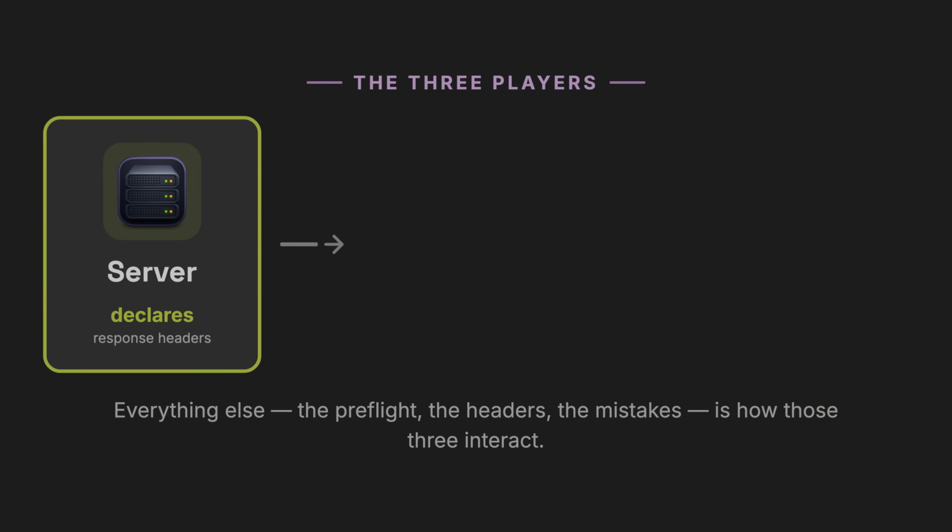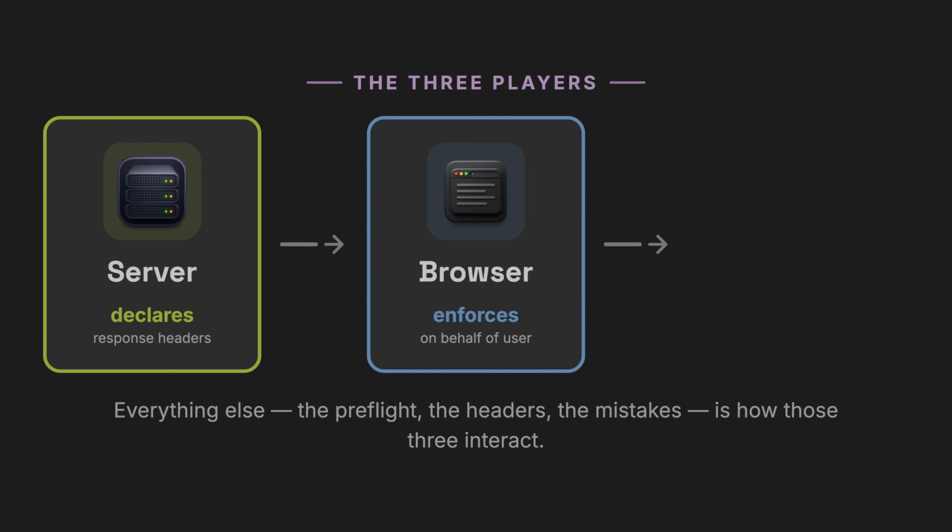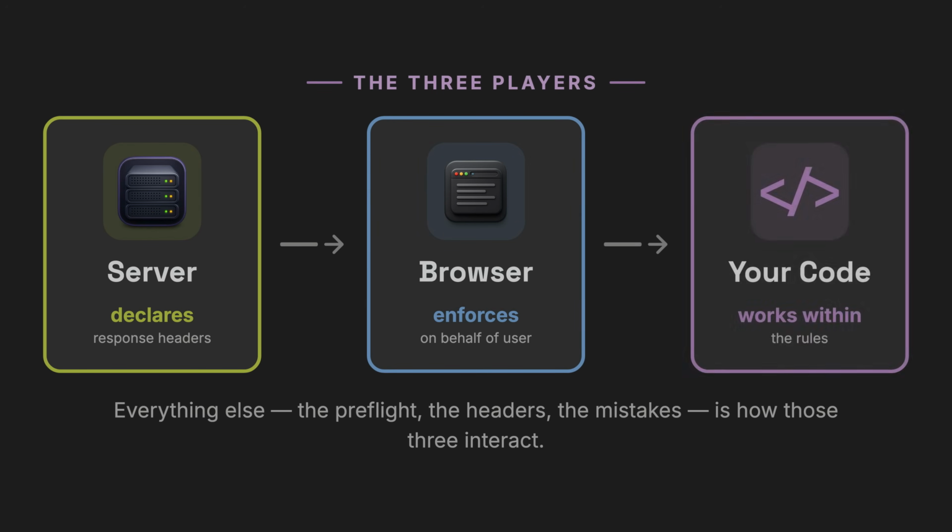The server declares what it allows through response headers. The browser enforces that on behalf of the user. Your code works within what those two agreed. Everything else, the preflight, the headers, the mistakes, is how those 3 interact.